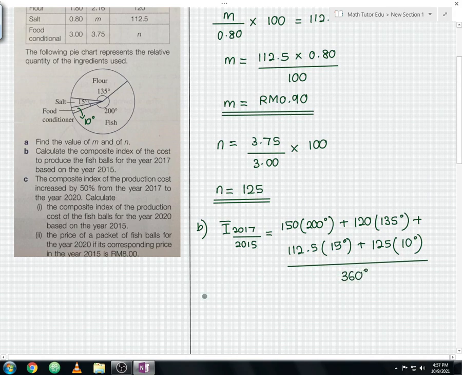So you calculate this. From here you should get the composite index of the year 2017 based on the year 2015 will be 136.49. So this is your answer for the question part B. So let me underline the solution.